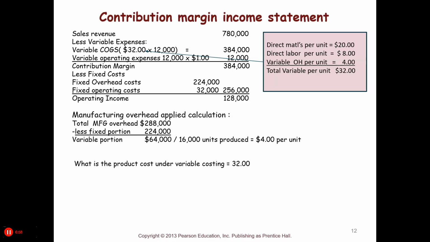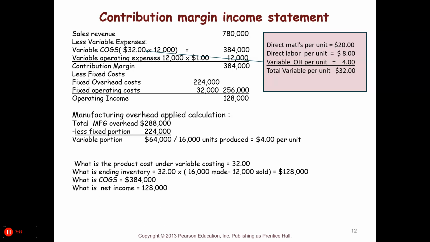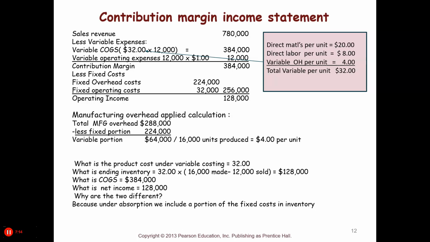What is the product cost under variable costing? $32. What is ending inventory? $128,000. What is cost of goods sold? $384,000. What is net income? Again, because under absorption we include a portion of the fixed costs in inventory, and we didn't sell all the units we produced, we have a difference. So now we'll take a look at how you reconcile to make sure you did it correctly. You always want to look at a problem two different ways, particularly when you've got all these estimates, because it's a good check figure for you.